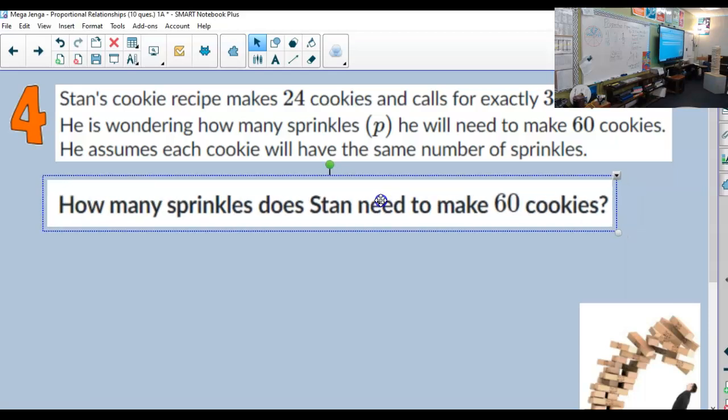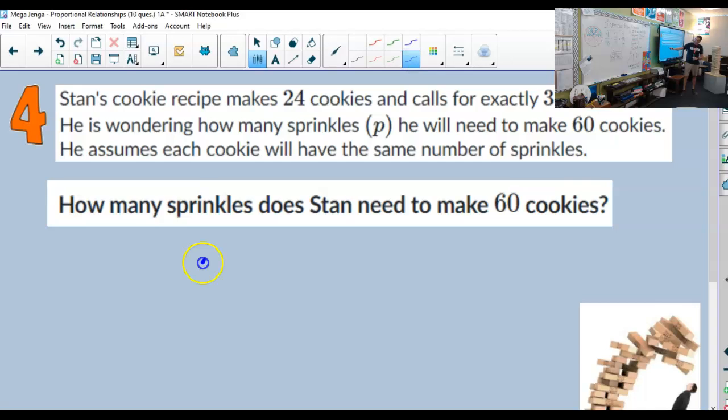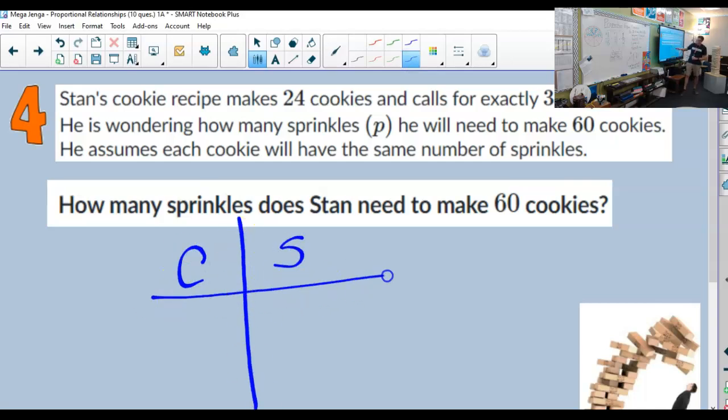How many sprinkles does Stan need? Hey guys, chill. It's math class. You're not playing a video game. You're not screaming into your mic. We're doing math. Let's make our proportion first. So write it down on your paper. We need to make 60 cookies, so 1 over 16 times. How many sprinkles he will need to make 60? You could build a table. Why would you count the exact amount of sprinkles? I would just add range.